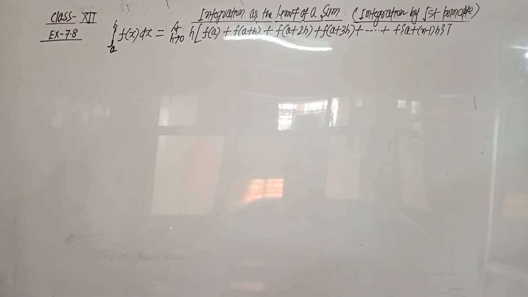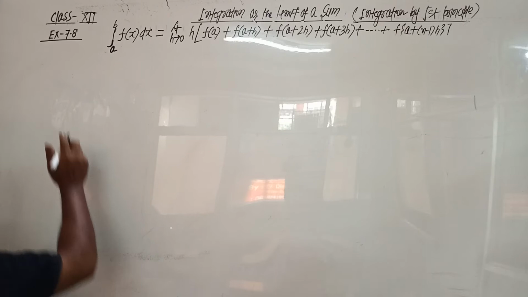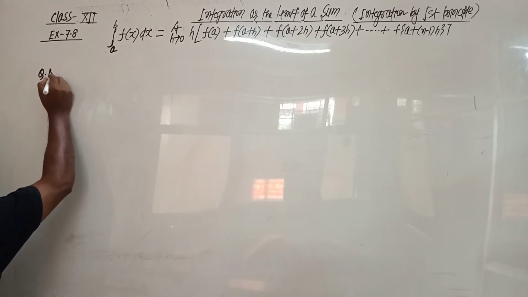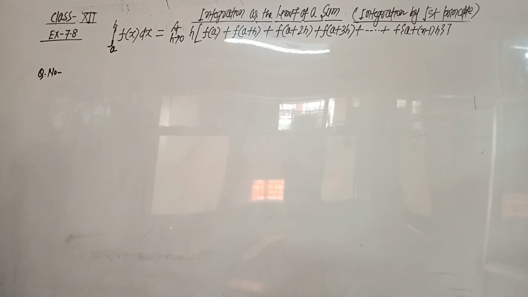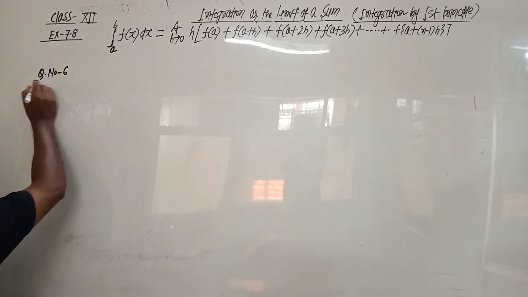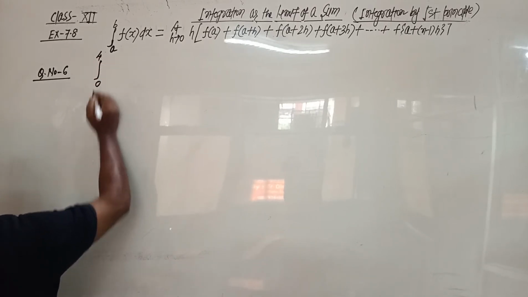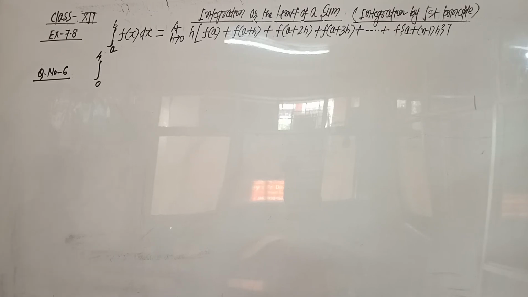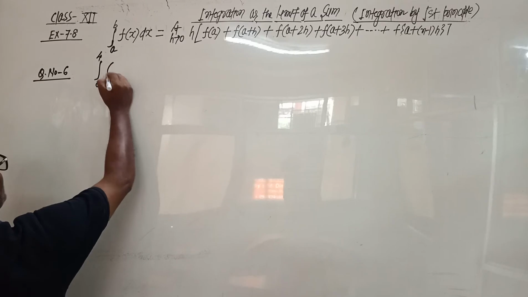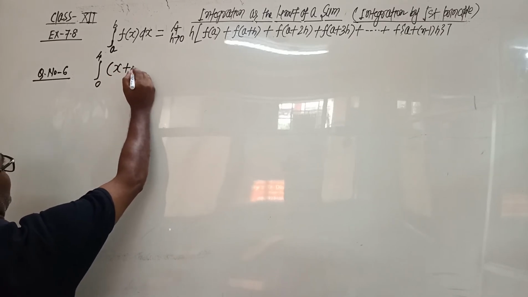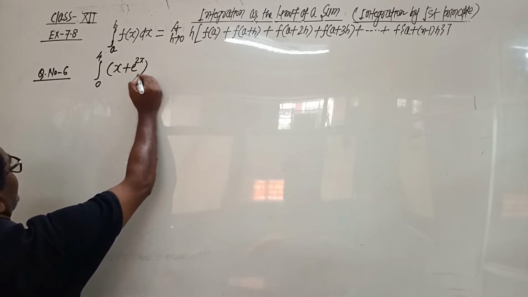Question number 6. Integration 0 to 4. Lower limit a is 0, upper limit b is 4, and the function is x plus e raised to the power 2x, dx.